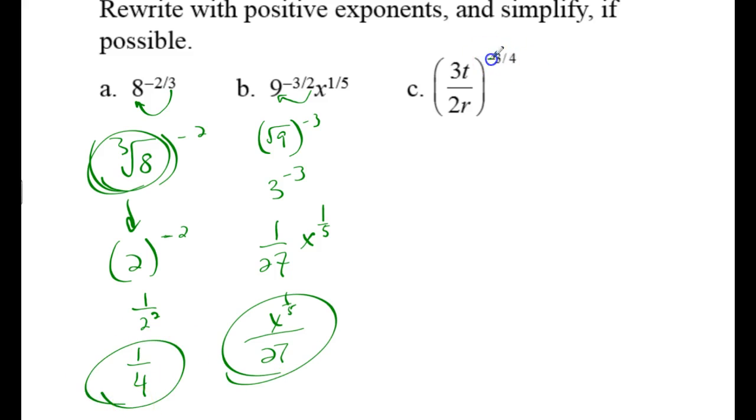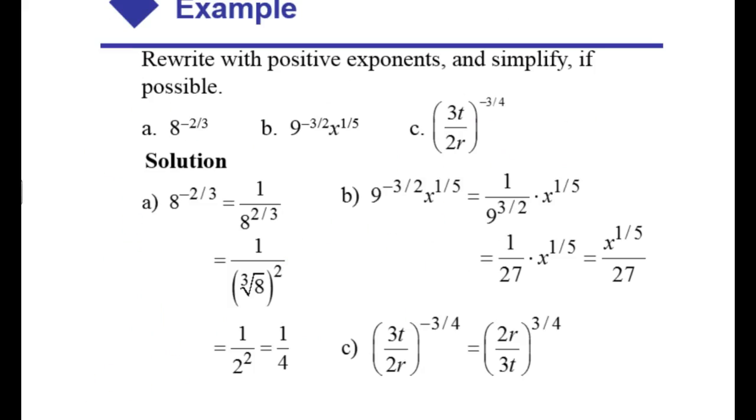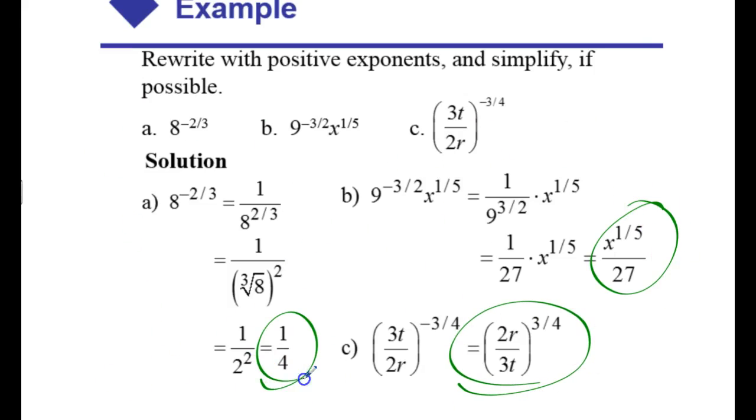Over here, this negative says reciprocate it, so I'm going to say 2r over 3t, and now it's raised to the 3/4 power. I could try to take the 4th root of that, but I don't think you're going to get very far with a 2r, so I think I would probably just stop and leave it. Let's see what the author did. Good. Author agrees, and 1/4.